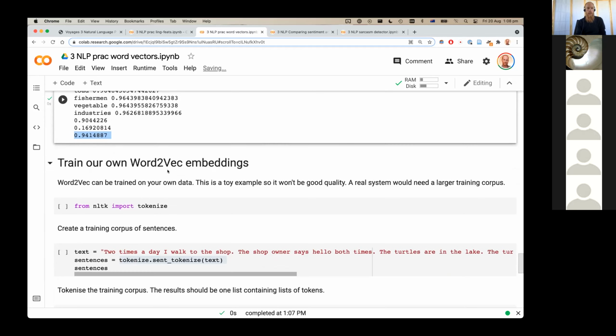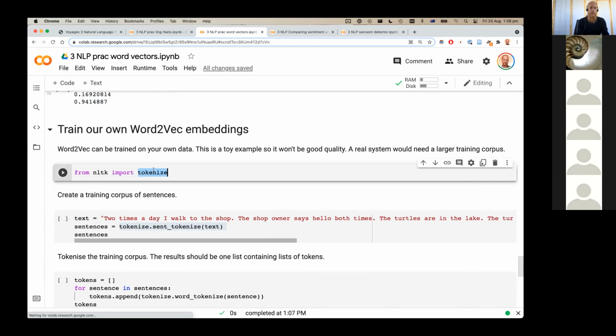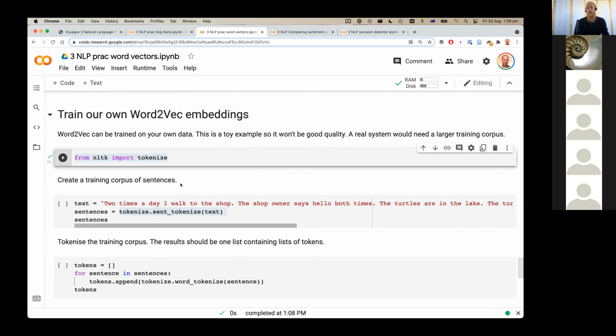We can train that on custom data. So in this example, we used the ABC corpus. We can train it with our own data by first importing a tokenizer from NLTK. You could use one of the other tokenizers, or you could write your own tokenizer, but we might as well use the handy features of NLTK.